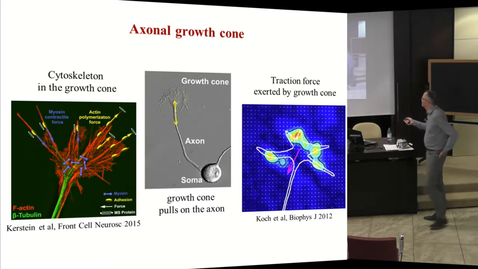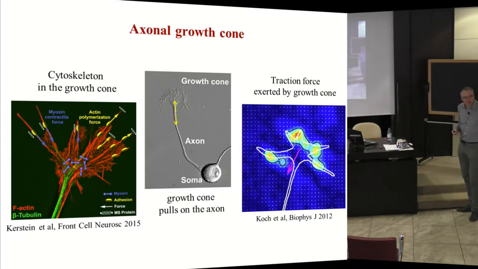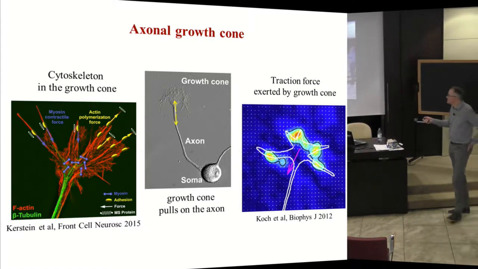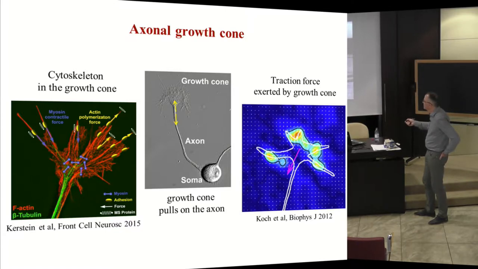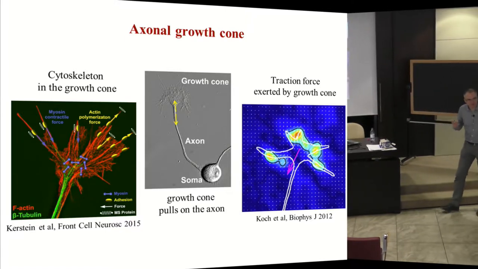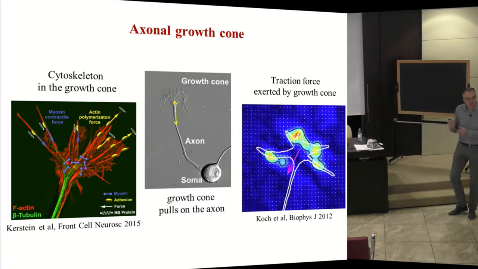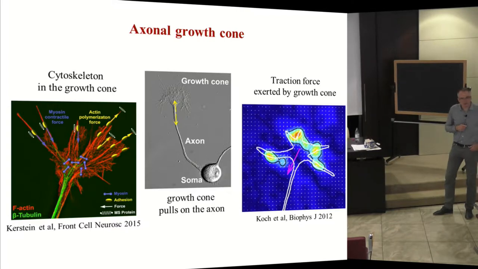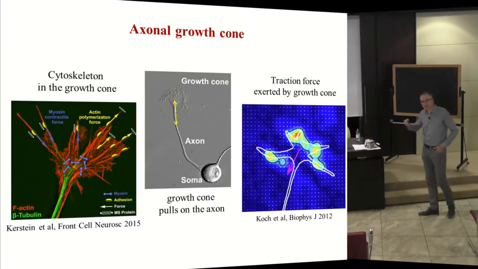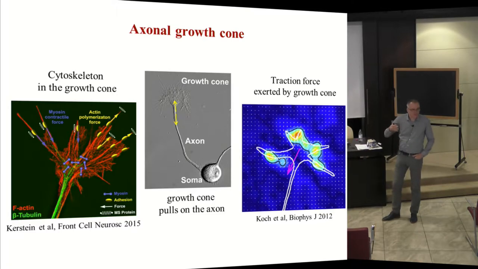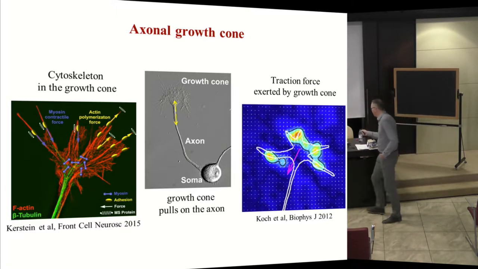Now, here's actually a picture from people who measured the traction force, which the growth cone will exert on the substrate. And this is the intensity of the local traction force, and this vector gives you the integrated traction force. Okay, so what you can see is that in the end the growth cone pulls on this axon shaft behind the growth cone, and what it immediately sets up is a mechanical tension in the axon shaft behind the growth cone, and the tension is actually crucial for neural growth, and it will be crucial for the main part of my story today.